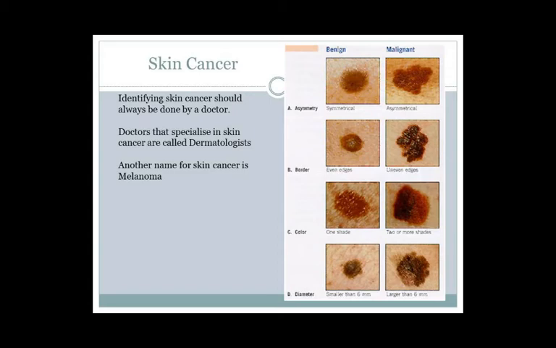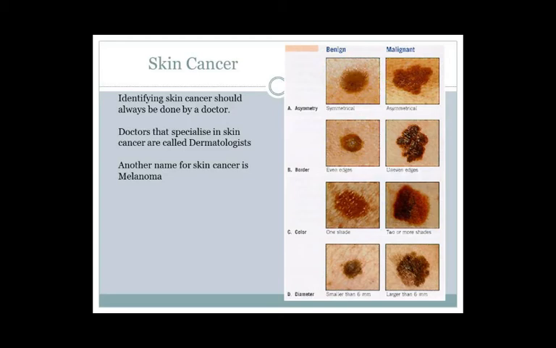Identifying skin cancer should always be done by a doctor. By no means am I asking you to self-diagnose yourself with skin cancer, but if you have a mole that worries you, it's very important to go and see a doctor and get it checked out just in case. As you can see, there's quite a range of different benign moles. So if they're symmetrical, so they're even on this side and that side, if they've got very even edges, if they're all one colour, or if they're smaller than 6 millimetres, chances are they're normal and fine. But as you can see, there's quite a variety of different benign moles there as well.